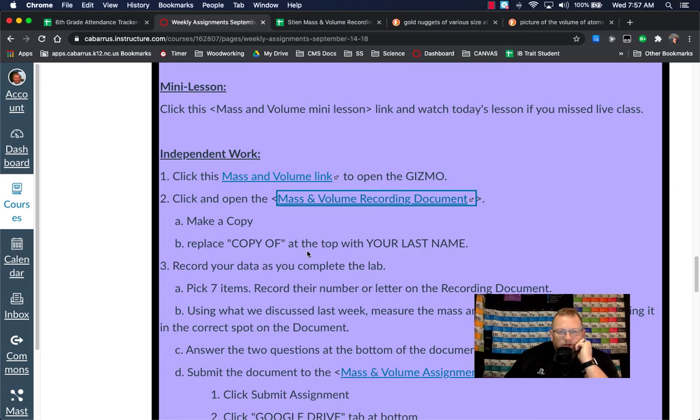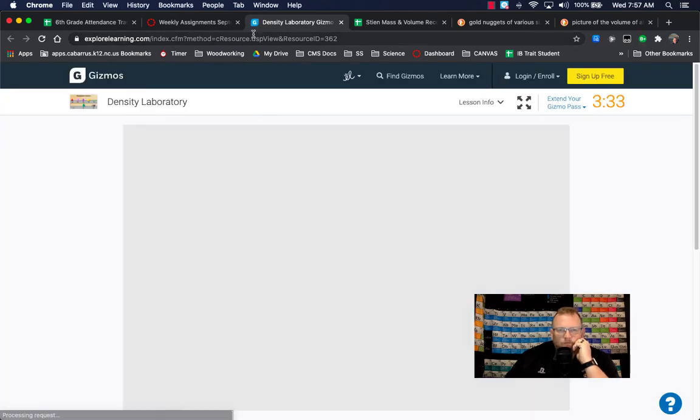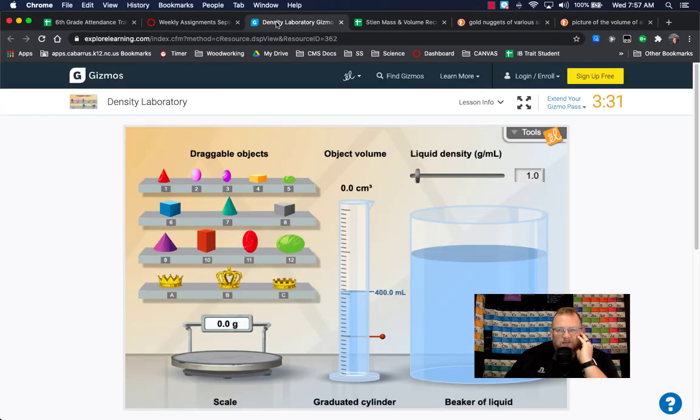Okay, so what you're going to do is when you click on that mass volume link, let me pull this up here. You're going to have 5 minutes. You're going to pick 7 of these. That's going to be volume. Remember we talked about the irregular solids discovering the volume. And then there's your scale so you can figure out the mass.